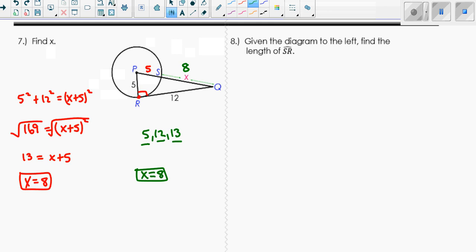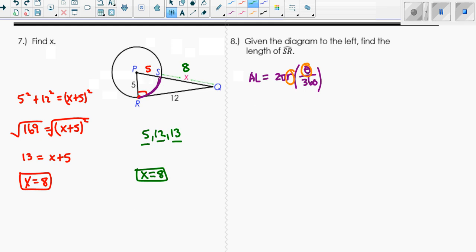So I would start looking for patterns. Given the diagram to the left, find the length of SR. So if I want to find the length of this, again, start with a formula. The length means that I'm going to be doing arc length, which is circumference. So twinkle, twinkle, little star: circumference equals 2 pi r, times theta over 360. Again, I need two things: I need my radius and I need my angle. Well, I already know my radius, so I just need to figure out my angle.